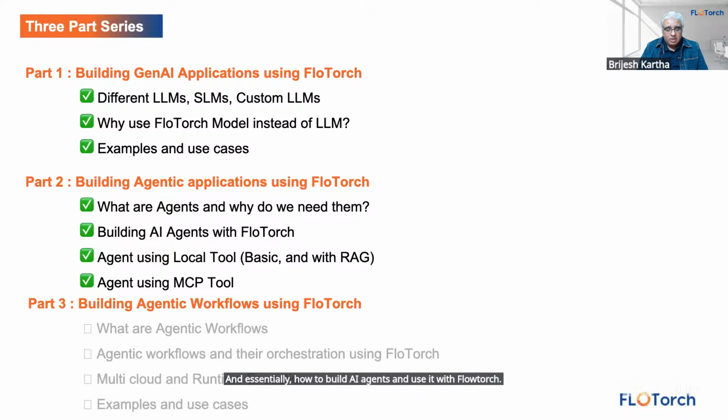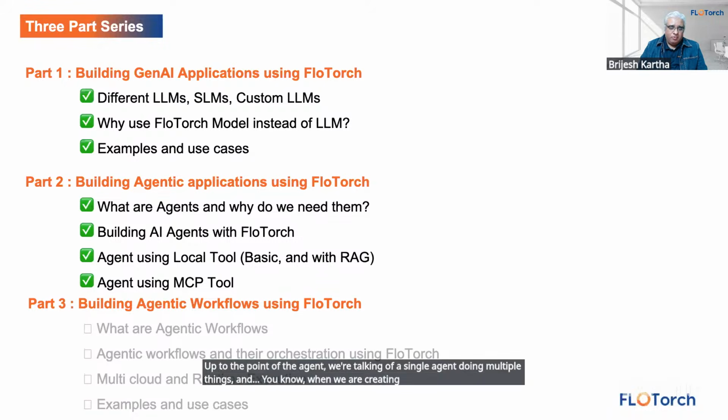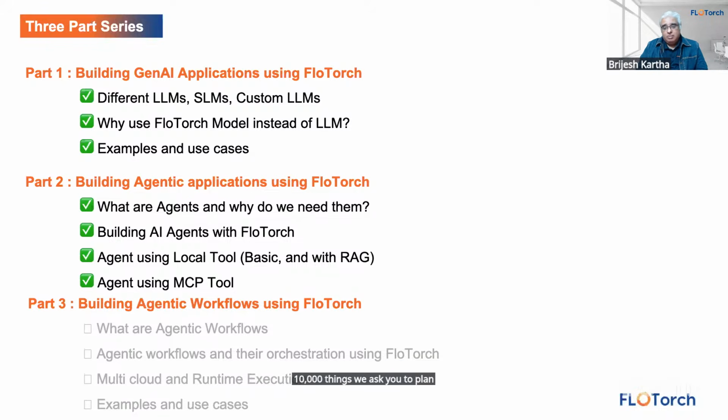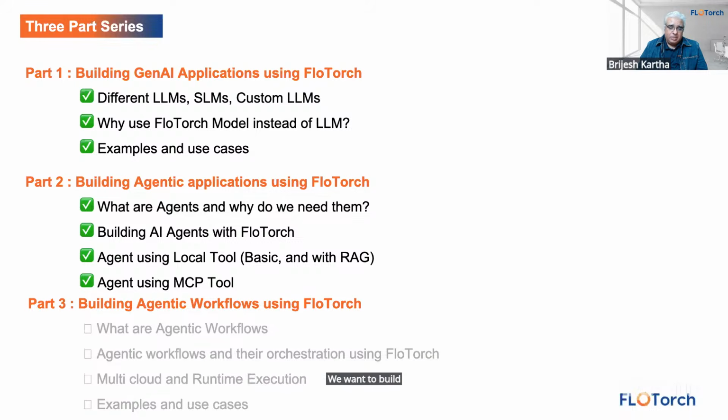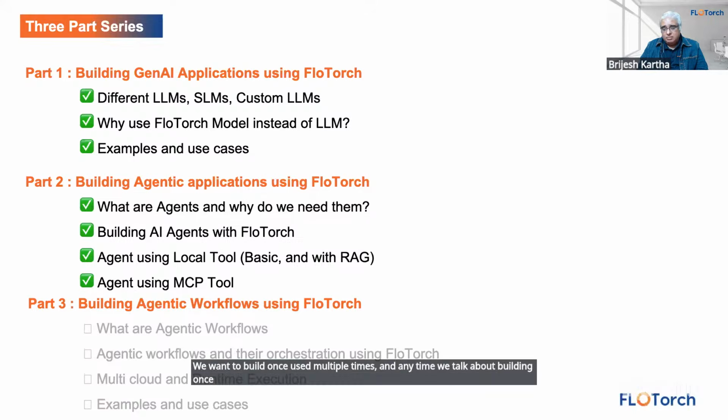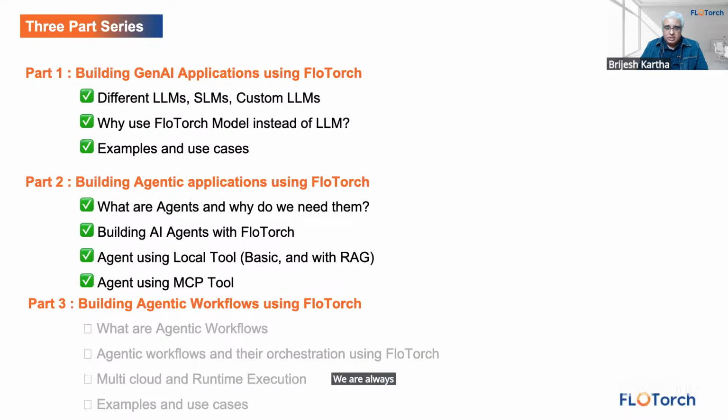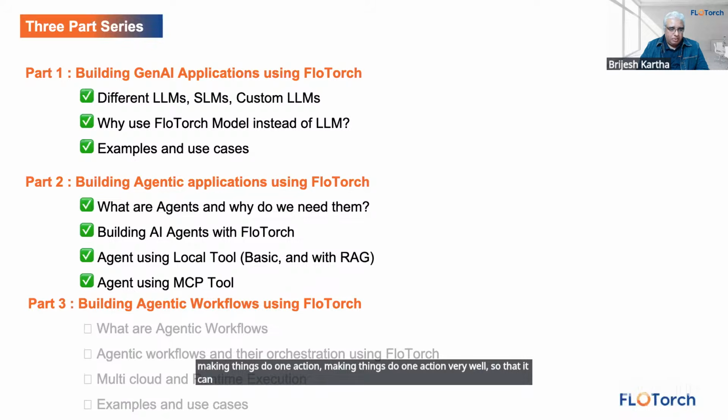In this concluding webinar, what I will be going through is now one more step ahead. Up to the point of the agent, we're talking of a single agent doing multiple things. With vibe coding, we'll just create one agent and it will do 10,000 things. We'll ask it to plan everything in the world and make it happen. But when we start looking at it from a product perspective, from an enterprise perspective, we want to build once, use multiple times. And anytime we talk about building once and using multiple times, we are always talking about modularization. We are talking about making things do one action very well so that it can be combined in multiple ways.